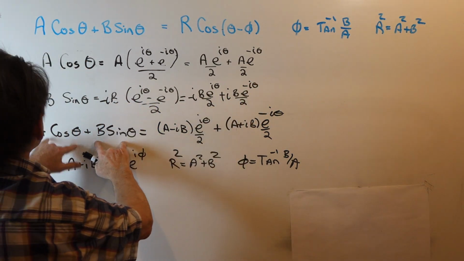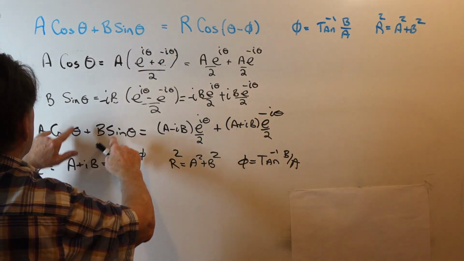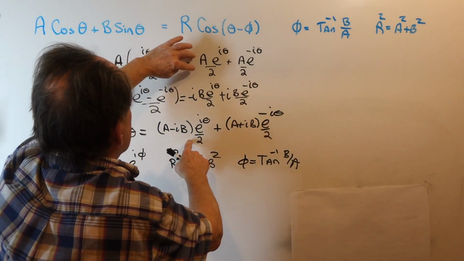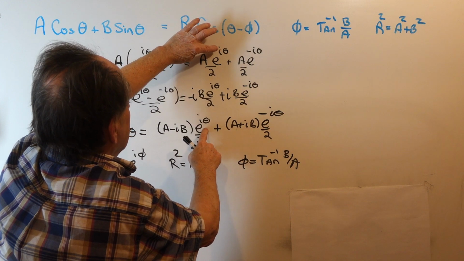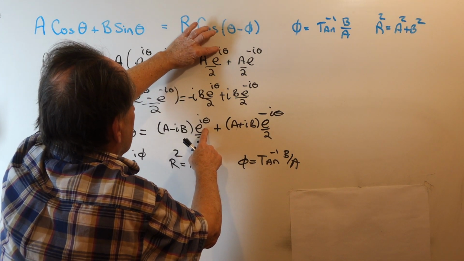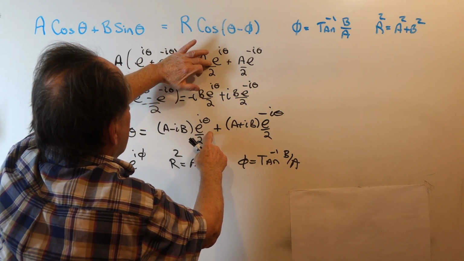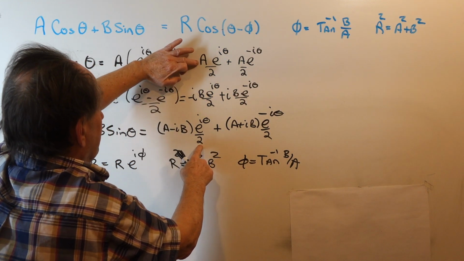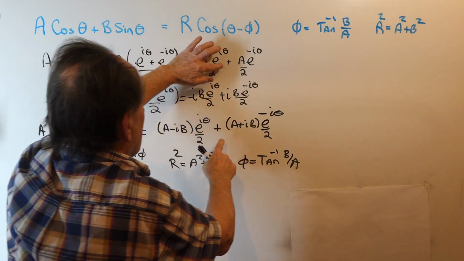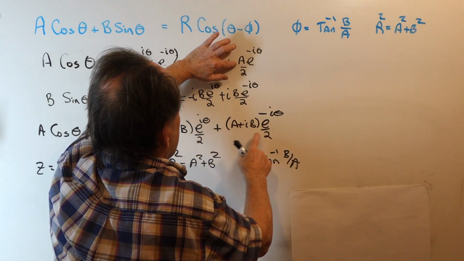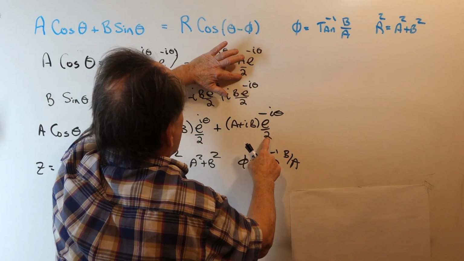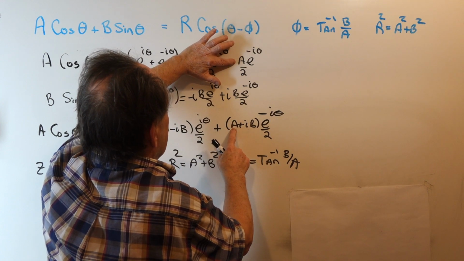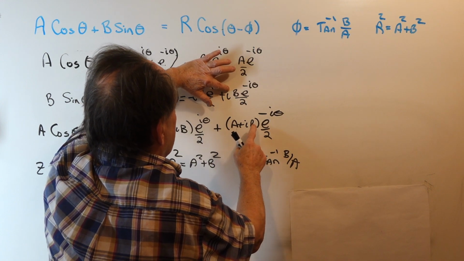Now we're going to form the sum a cosine plus b sine. So we're adding these two. So for e to the i theta positive, we have e to the i theta over 2 times a minus ib, and likewise plus e to the minus i theta over 2 times a plus ib.